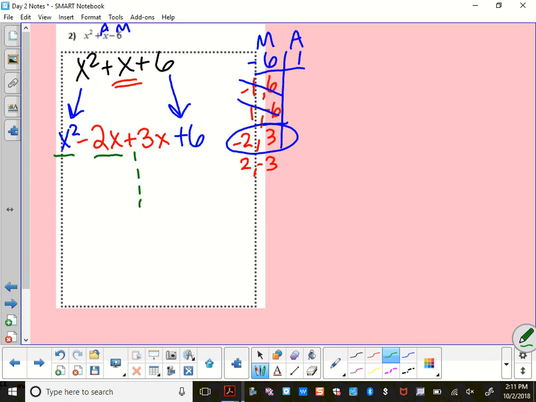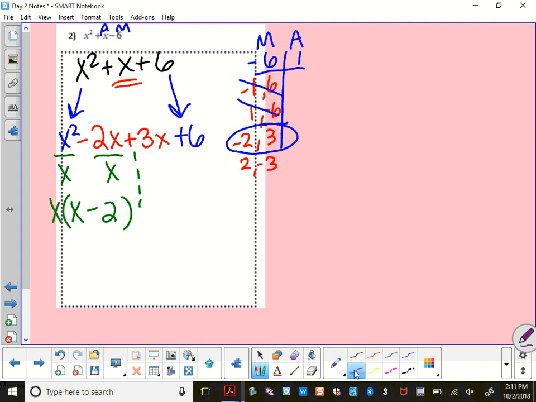So now I have a GCF on the left side. I have x squared and negative 2x. My GCF is just going to be x. Now let's pull it out to the side and let's divide. x squared divided by x. And then negative 2x divided by x. Plus 2 or minus 2? Minus.